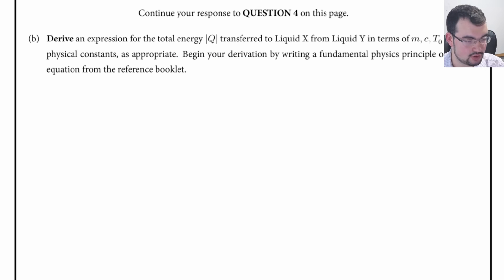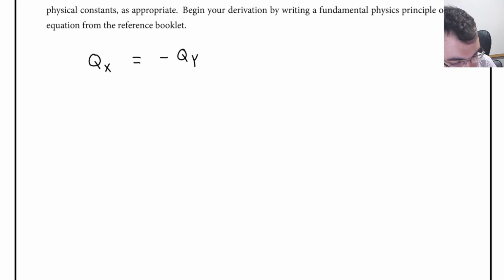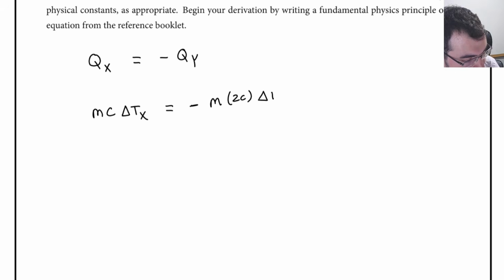Let's do that. Find the total heat transferred within this process. So what we know is that the Q transferred to X is just the opposite of the Q transferred from Y. So we know that mc delta T for X has to be equal to the opposite of m2c delta T for Y.